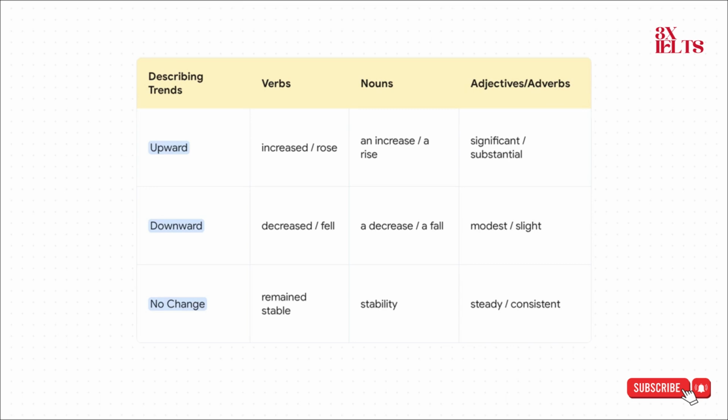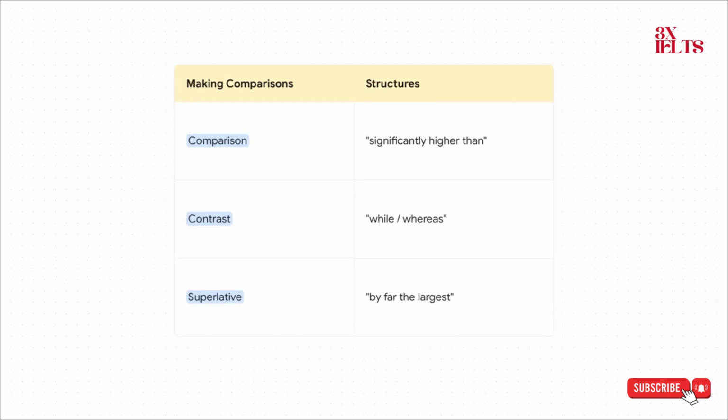it just immediately shows the examiner a higher level of language skill. And don't forget, the task explicitly asks you to make comparisons where relevant. So you absolutely positively need this kind of language in your toolkit, using phrases like significantly higher than, using contrast words like while or whereas, and of course superlatives like by far the largest. All of this is basically you telling the examiner, hey, I'm directly answering your question.